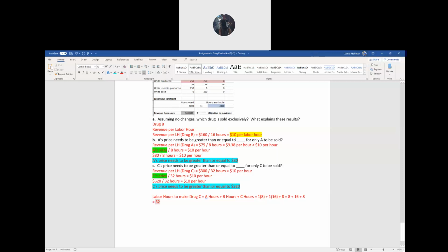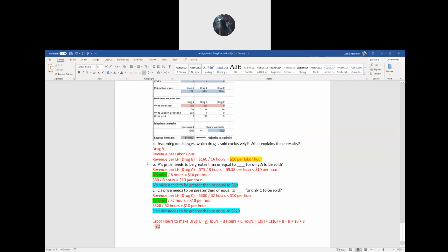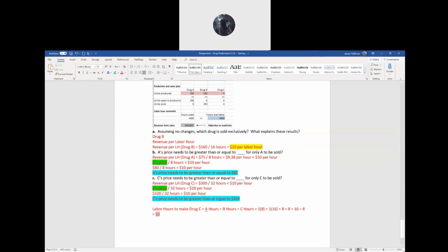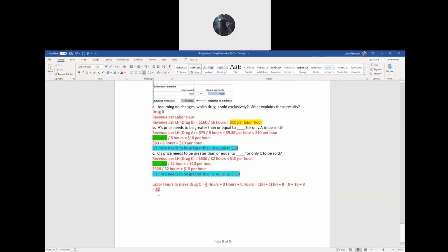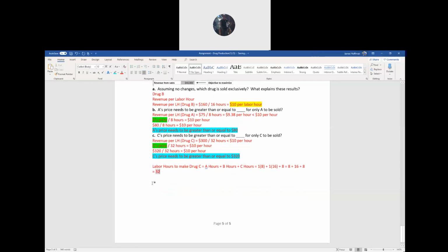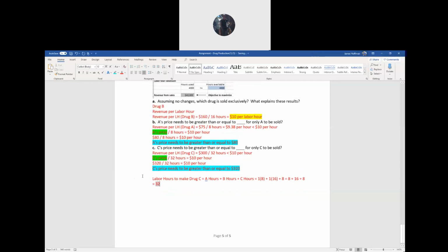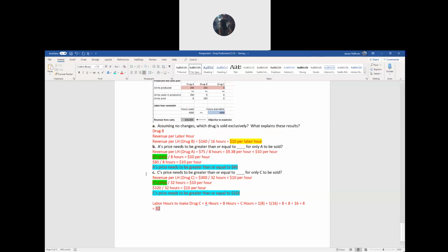So we've determined that to give us $10 per hour, A's or B's price is 160, A's price is 80, and C's price is 320. So see, all the math on all these worked out with no decimals, I think, and so that's kind of a way to double check.